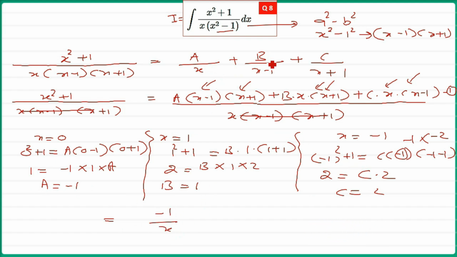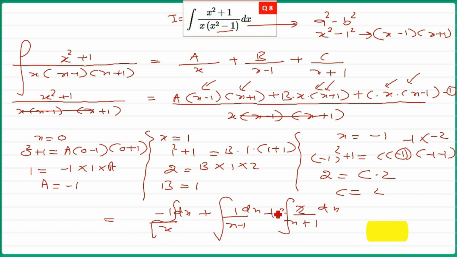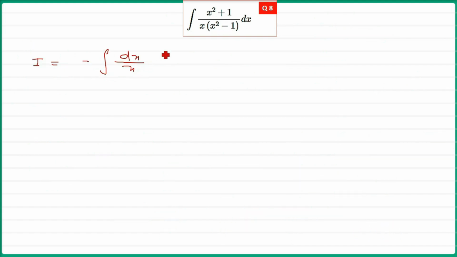Negative 1 divided by x. In place of b it will be 1 divided by x minus 1. In place of c it will be 1 divided by x plus 1. Now when we integrate these three different terms with respect to x, negative 1 will be taken outside, and this is the integration. Please remember c is 1 here. So this is negative integration of dx by x plus dx by x minus 1. And if you remember, 2 equals to c into 2, so by mistake I have written c equals to 2 there. It is c equals to 1 here.